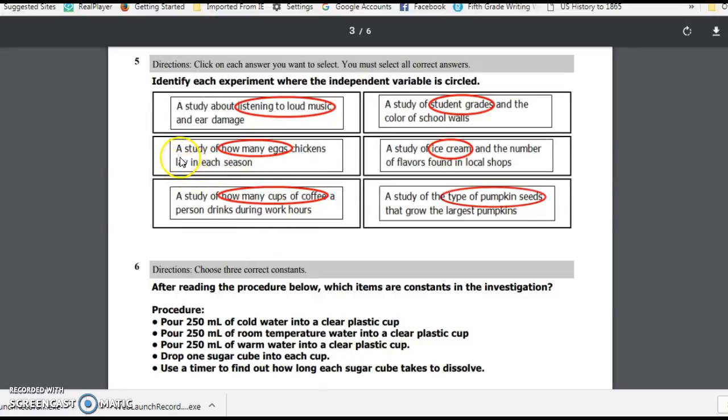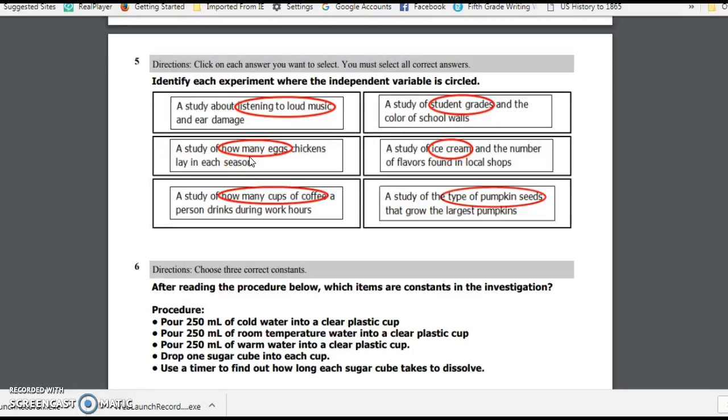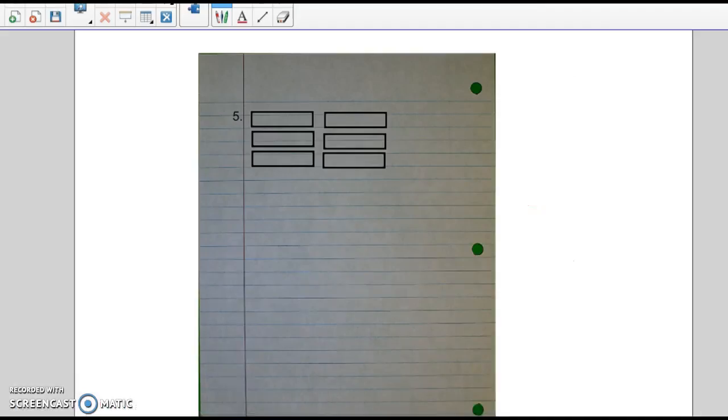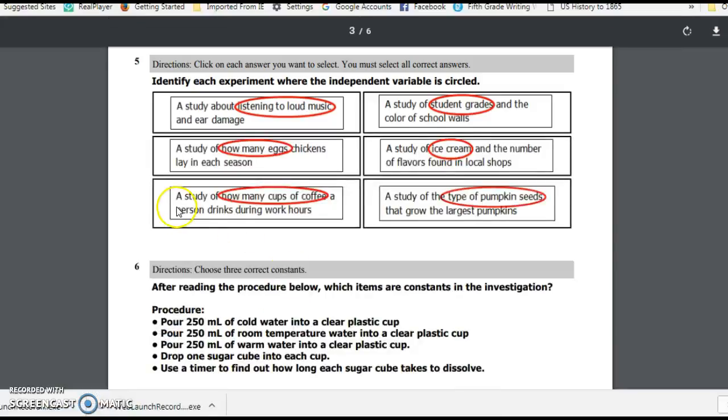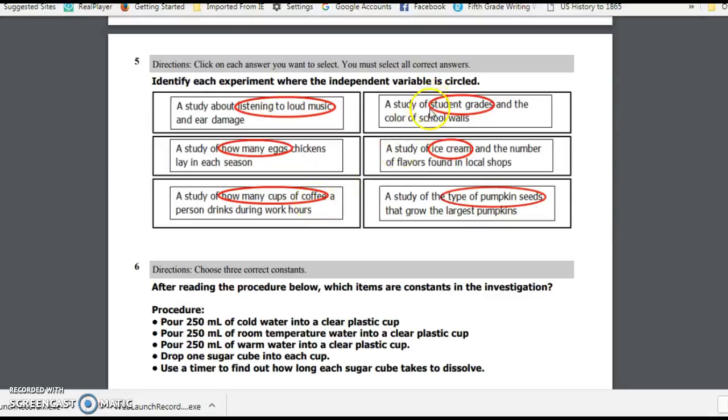We're going to go down. A study of how many eggs chickens lay in each season. Okay, so is that the independent variable? If it is circled how many eggs and that is the independent variable, then you're going to choose that. Put a star or something on that next box. A study of how many cups of coffee a person drinks during work hours, and they circled how many cups of coffee. And we're moving up here to this rectangle.